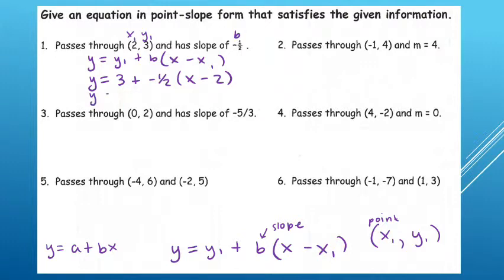It's also correct to say y equals 3 minus 1/2 times x minus 2. That would be correct too. You can just leave it in that format right there. That's considered point slope form.